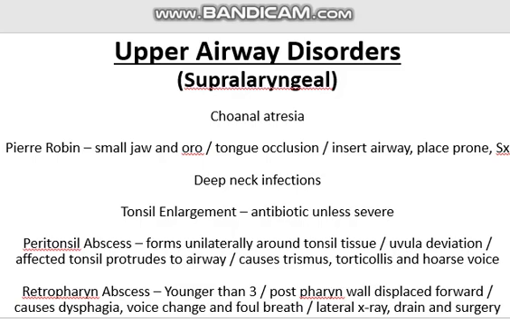A peritonsillar abscess, which forms unilaterally around the tonsil tissue and causes a uvula deviation. The affected tonsil protrudes into the airway and causes trismus, torticollis and a hoarse voice.